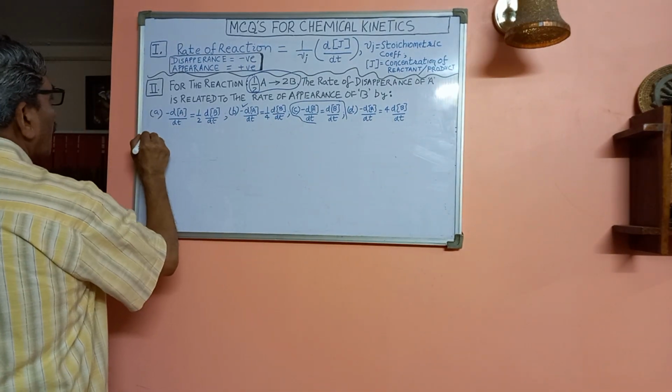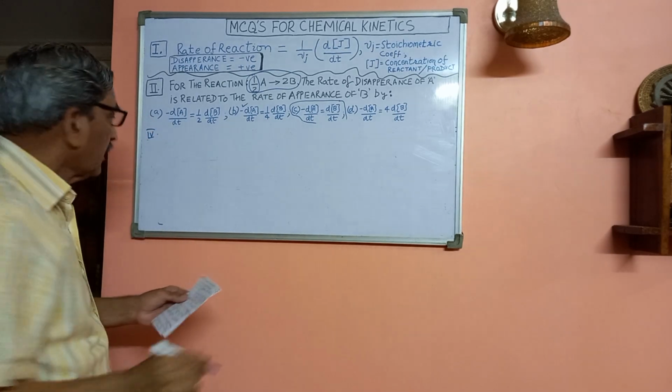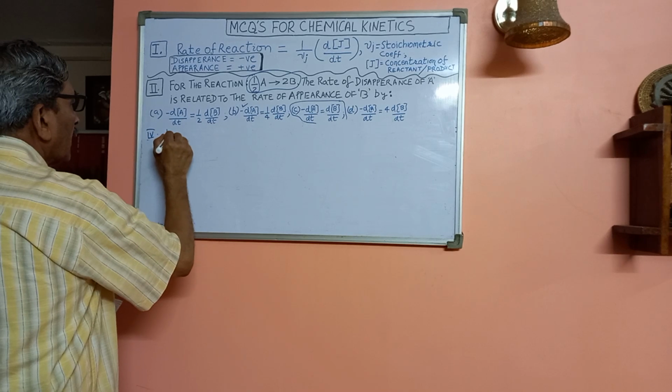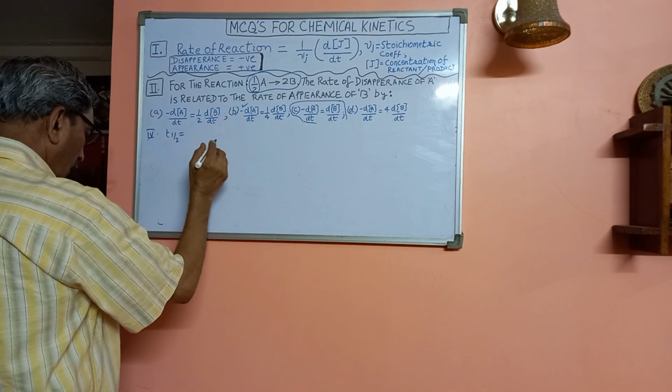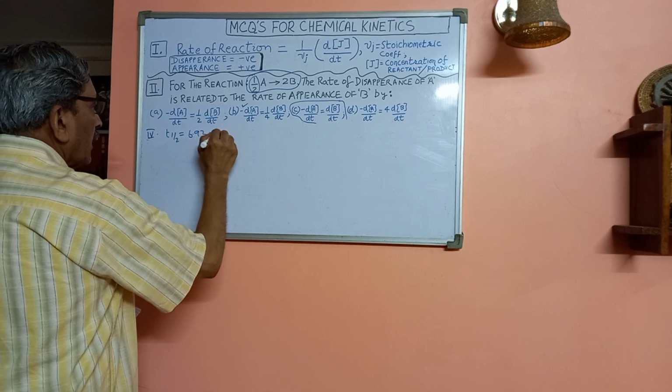Let's say our fourth question says that t half has been given. t half is equal to 6.93 minutes.